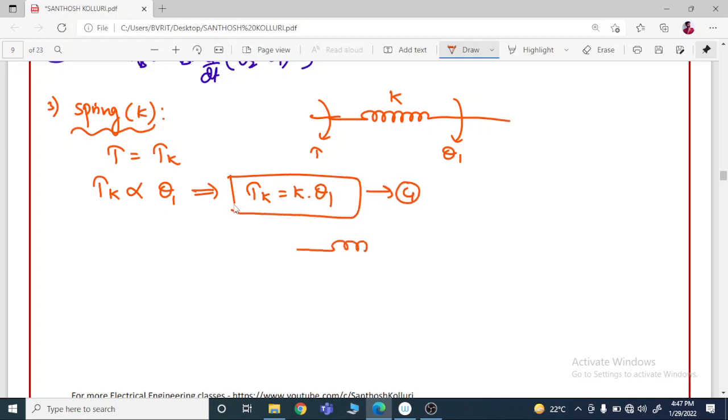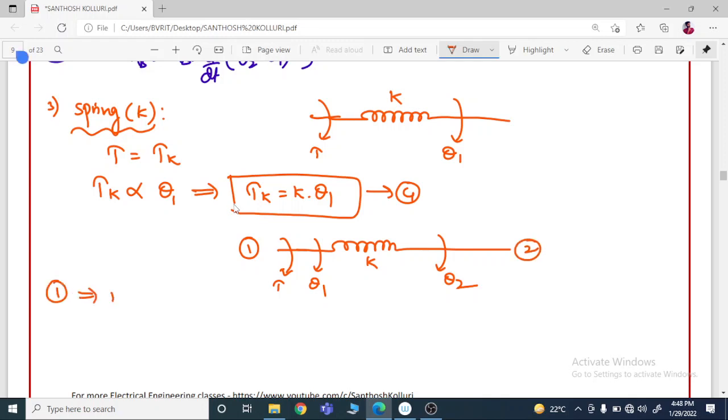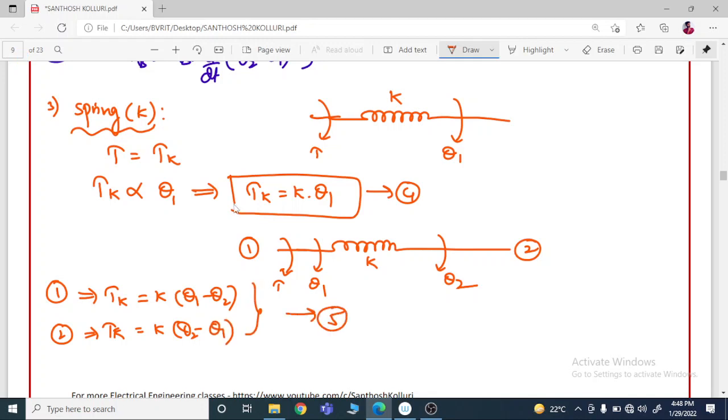As we discussed in case of dashpot, when we are having displacement on either side for spring constant, theta 1 and theta 2, this is node 1 and this is node 2. With respect to node 1, Tk can be written as k into theta 1 minus theta 2, and Tk with respect to node 2 can be written as k into theta 2 minus theta 1. So this is also an important formula for the spring constants in mechanical rotational systems.